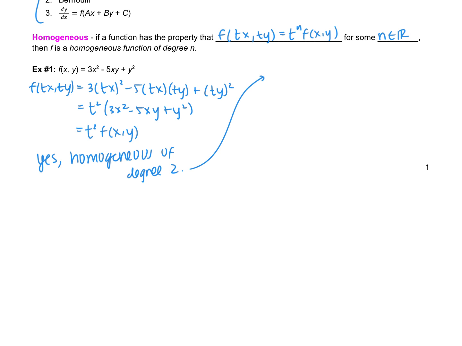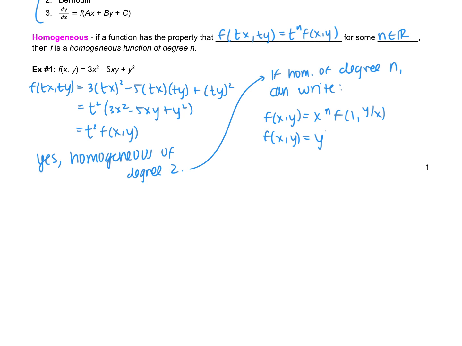Okay, and just a fun fact for you to write off to the side. If your function is homogeneous of degree n, so in this case degree 2, we can write the function as the following. We can write f of x,y as x to the n times f of 1 comma y over x.